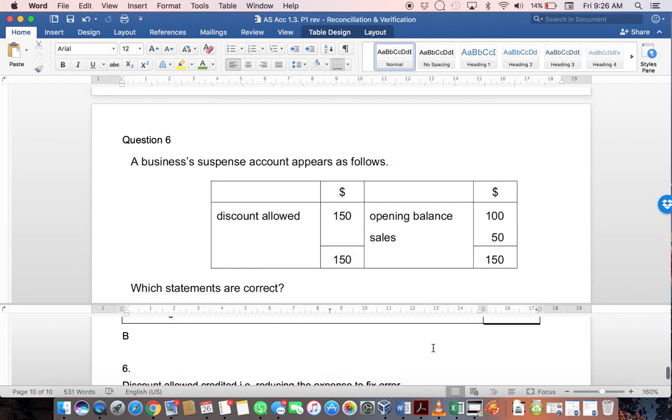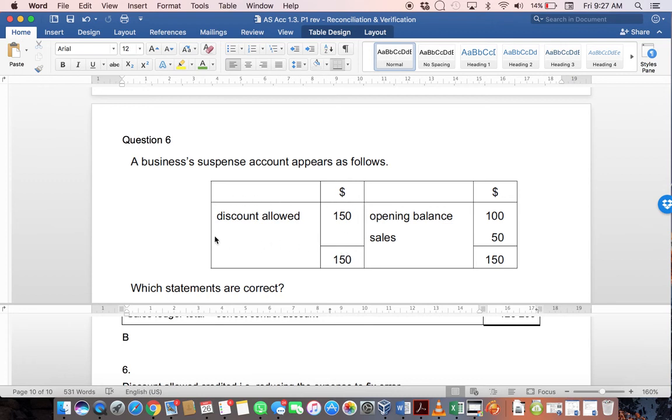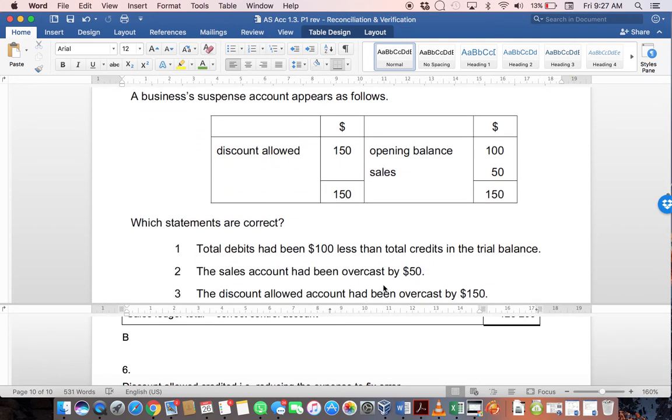Question 6. A business's suspense account appears as follows. The suspense account, remember, is showing what we had to do to correct things. There was an opening balance of 100 on the credit side, so that means that our corrections needed to have an overall effect of a credit of 100. You can see here that on the credit side, I have sales 50, which means that my sales account must have been debited by 50. In other words, the sales were reduced by 50. And my discount allowed account, I would have had to credit 150. In other words, again, I would have reduced that expense.